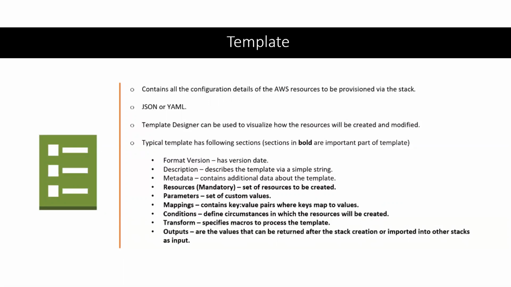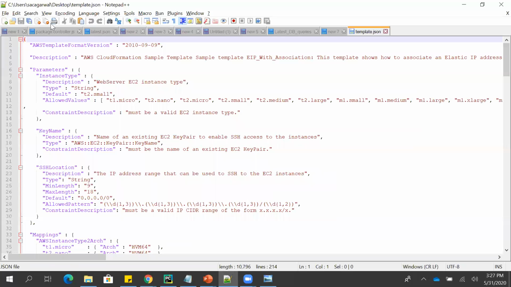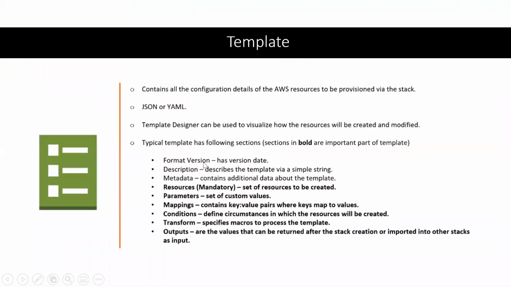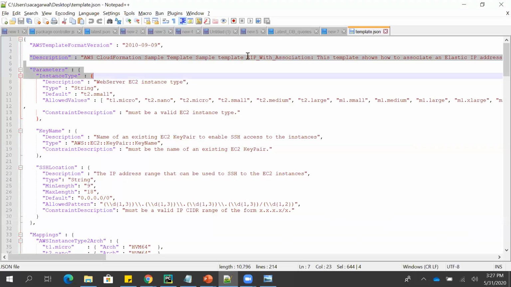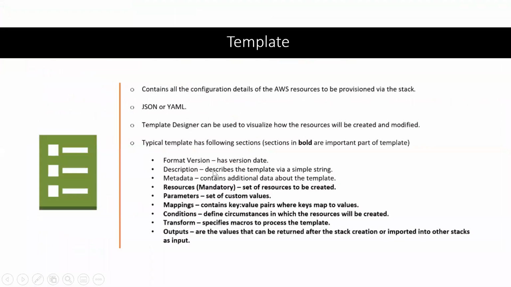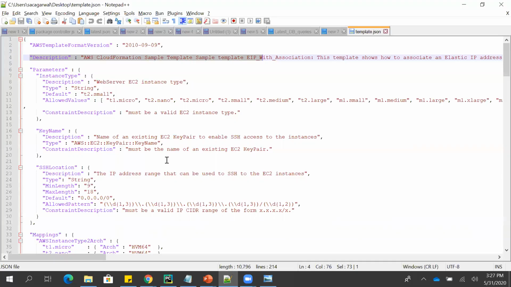Now this is the typical template syntax. It has the AWS format version, which is the version date. Then you define the description, whatever description you want to put. Then you have metadata, if you want any additional details. Resources is a very important field here, and it is the only mandatory field in the entire template.